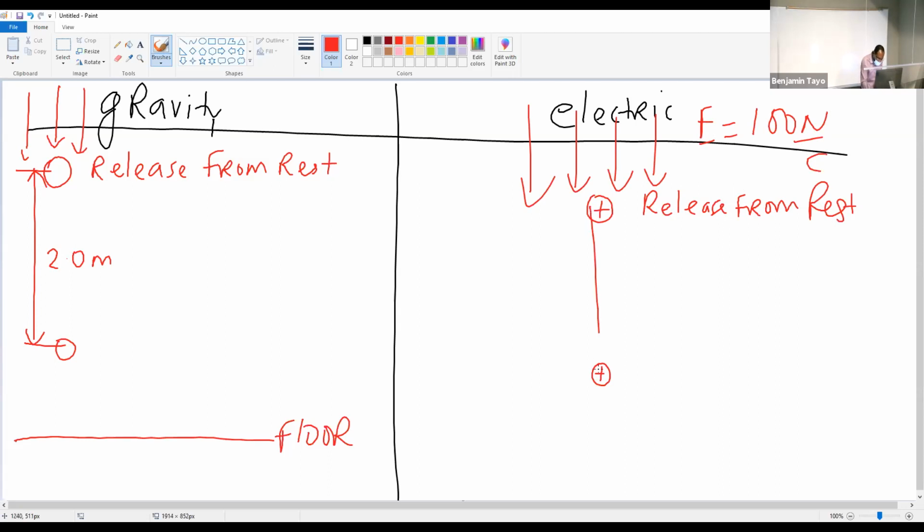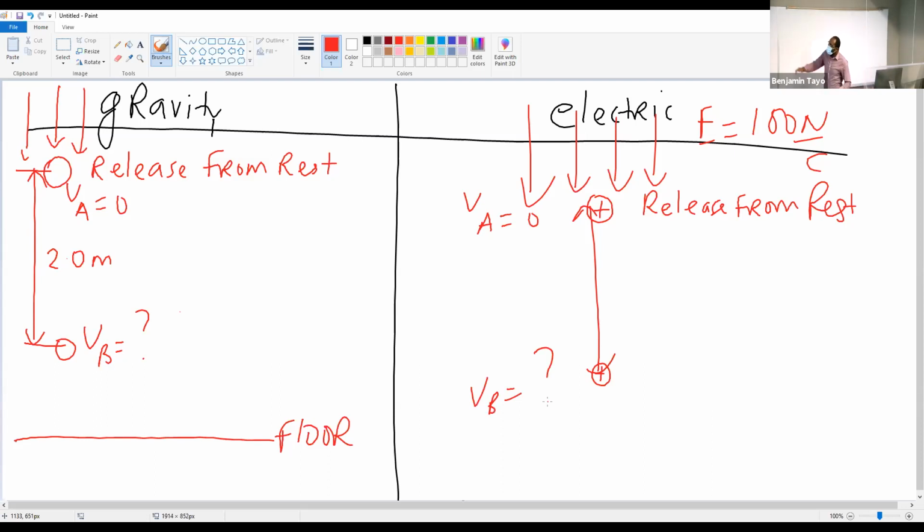Here, the velocity at point A is 0. I want to calculate the velocity at point B.